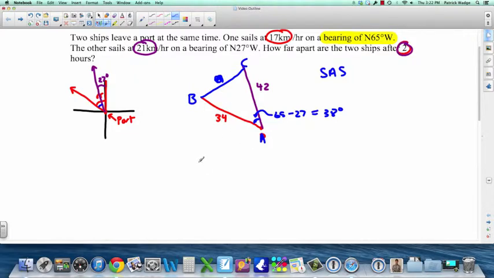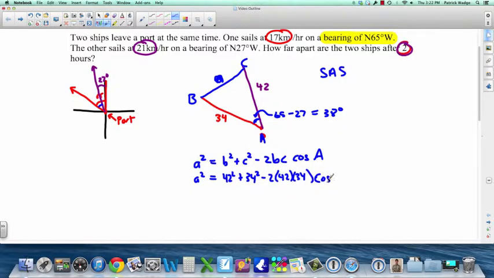So the formula I want to use is a squared equals b squared plus c squared minus 2bc times the cosine of a. You don't need to memorize that. I'll give that to you. So a squared equals, b is across from the angle b, so it's 42 squared, plus c is across from angle c, so it's 34 squared, minus 2 times 42 times 34 times the cosine of a, which is 38 degrees.